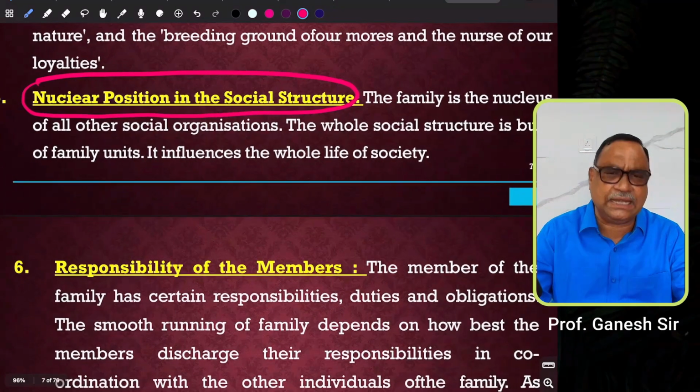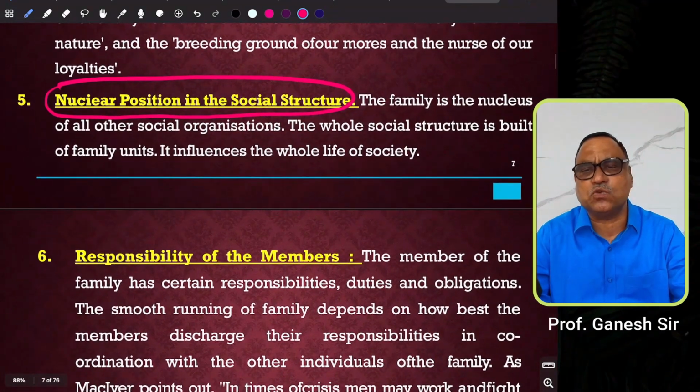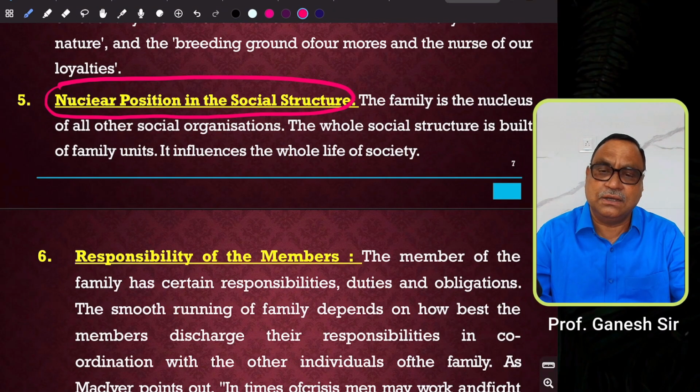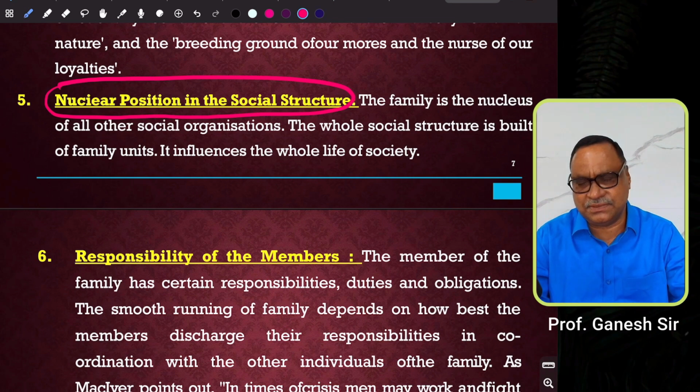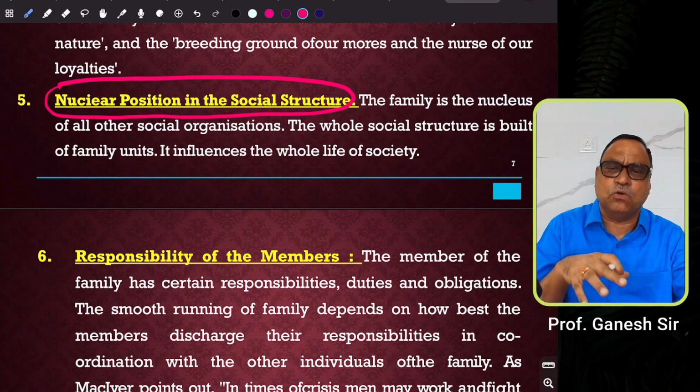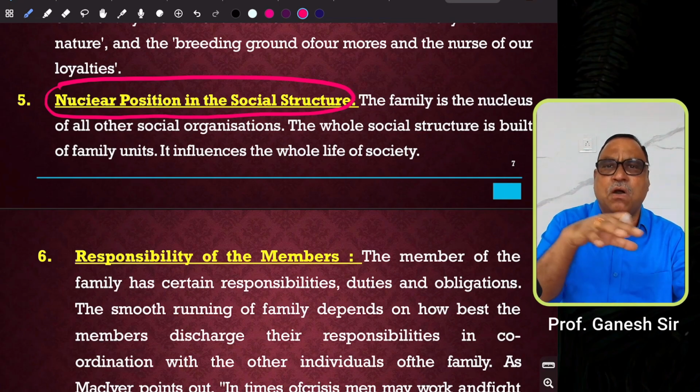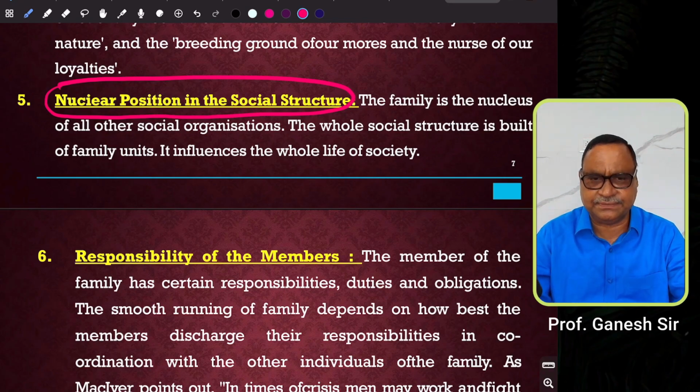Generally, every society consists of different social institutions apart from family and marriage. There we can observe social institutions like the economic system, political system, religious system, education system, and recreation system. All these systems are built around the family system. So therefore, family occupies the central place among all these social institutions.